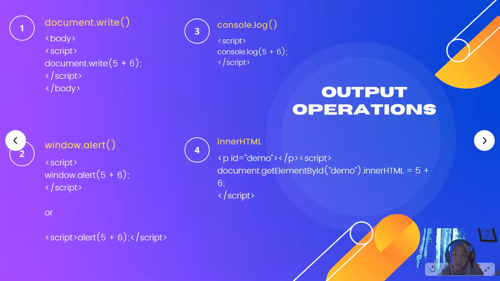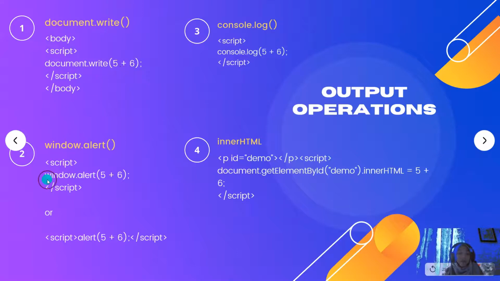Then we have the output operations. Basically we have four types. The first is document.write, which is a very common one. Be careful, class: in JavaScript you must follow the syntax because it is case sensitive. It is all small caps, so you must use lowercase. Inside the brackets of document.write go the values or variables that you want to display.